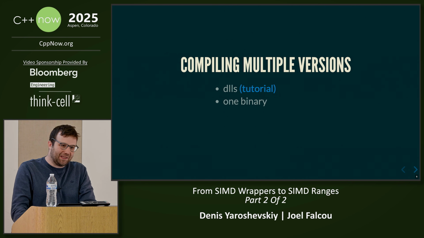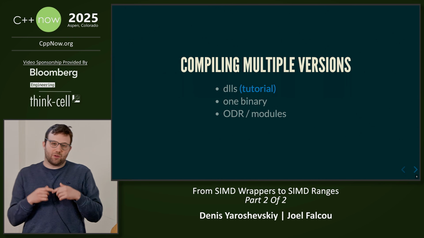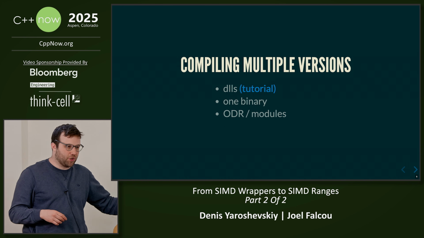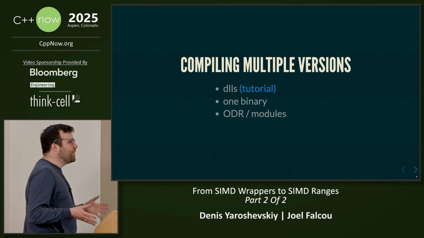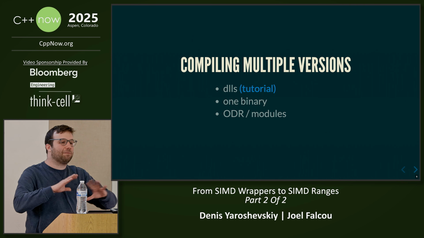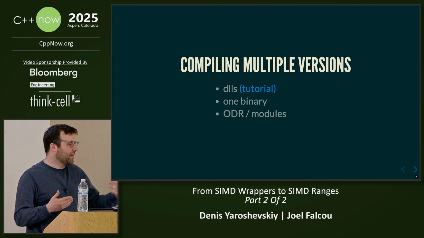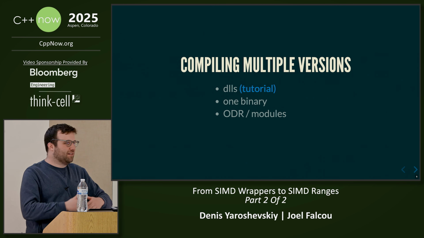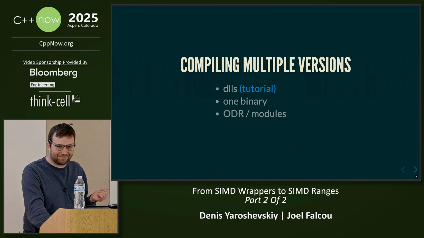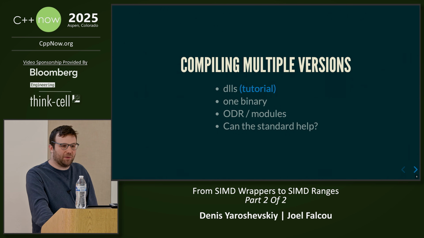The problem with one binary compiling multiple versions is ODR. Right? You start with a function, you compile multiple versions of the same function, you break the one definition rule. Certain things you can try to do with inline namespaces, but it's tricky, not impossible. And I absolutely do not know how any of that works with modules. Modules kind of imply the same set of compiler flags, while here you need different compiler flags for the same files. Basically, we don't have an answer. If the standard could help, that would be great.